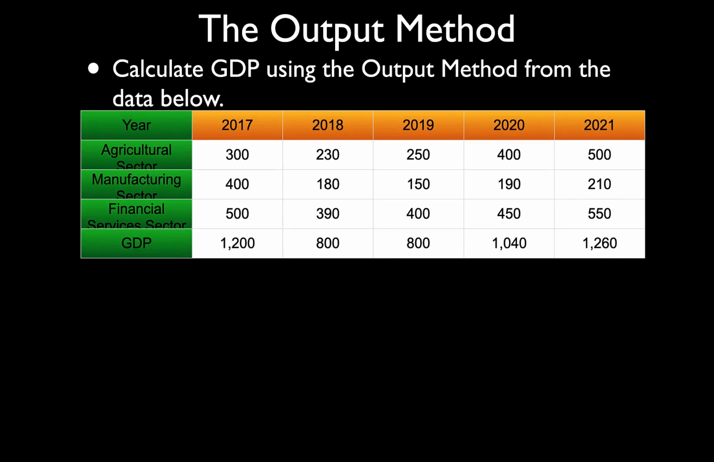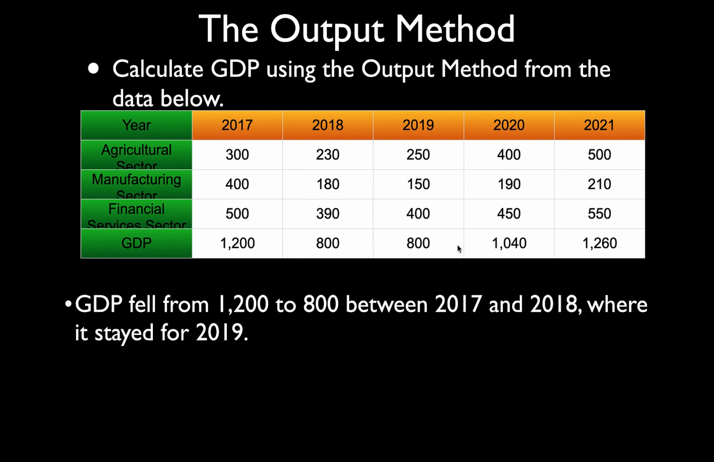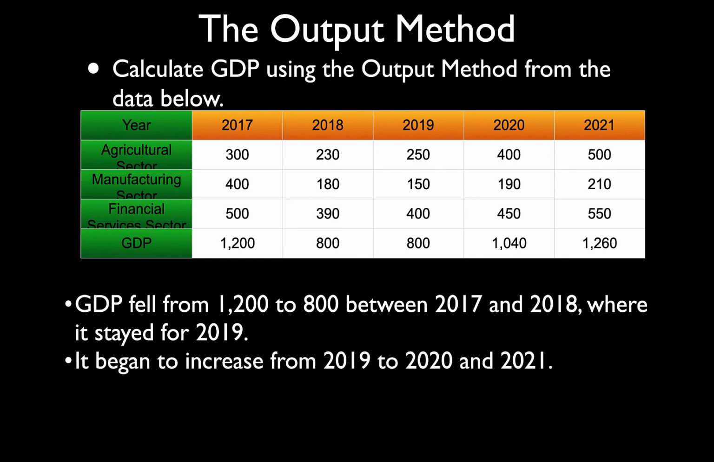Now let's have a little bit of evaluation, shall we? I've just put in the GDP or national income figures here. GDP fell from 1,200 to 800 between 2017 and 2018, where it stayed for 2019. So it did fall, and we are assuming that it fell. I did say nominal GDP. This could be real GDP. It's not really important whether we've taken inflation into account. All I am saying is that if this is real GDP, then that means that our standard of living has fallen. It began to increase from 2019 to 2020 and 2021.